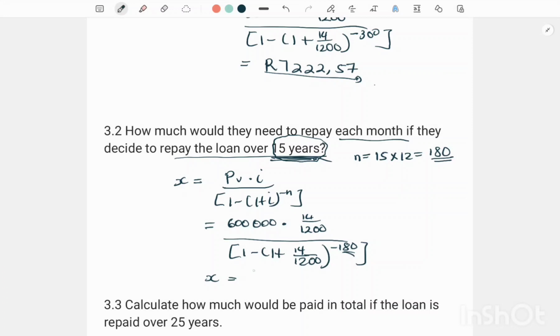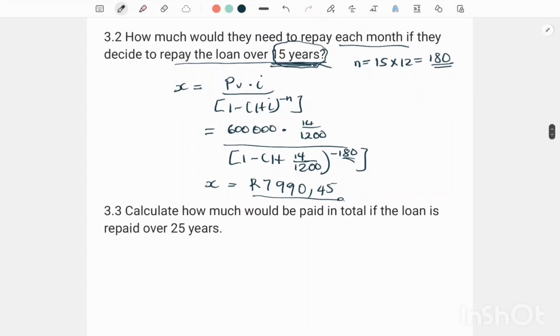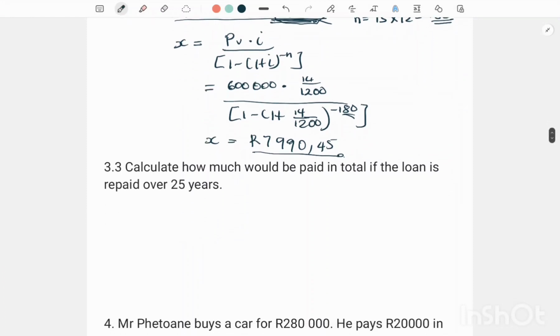Okay, then they will pay 7,990.45 if they decide to reduce the period of the payments. Good. How much would be paid in total if the loan is over 25 years?